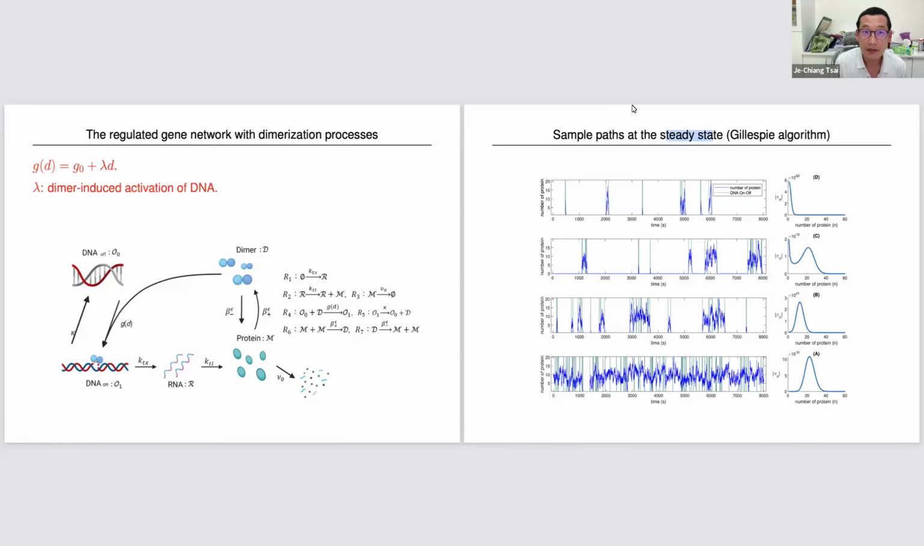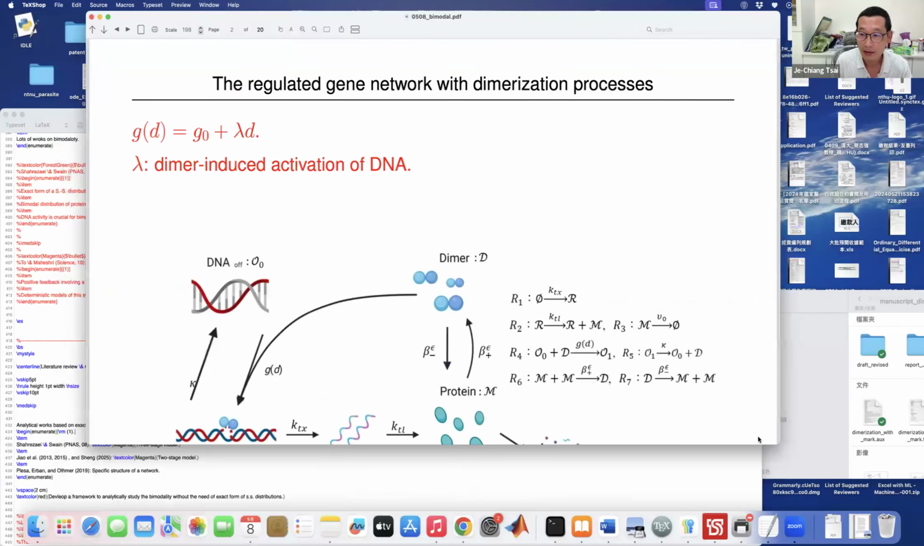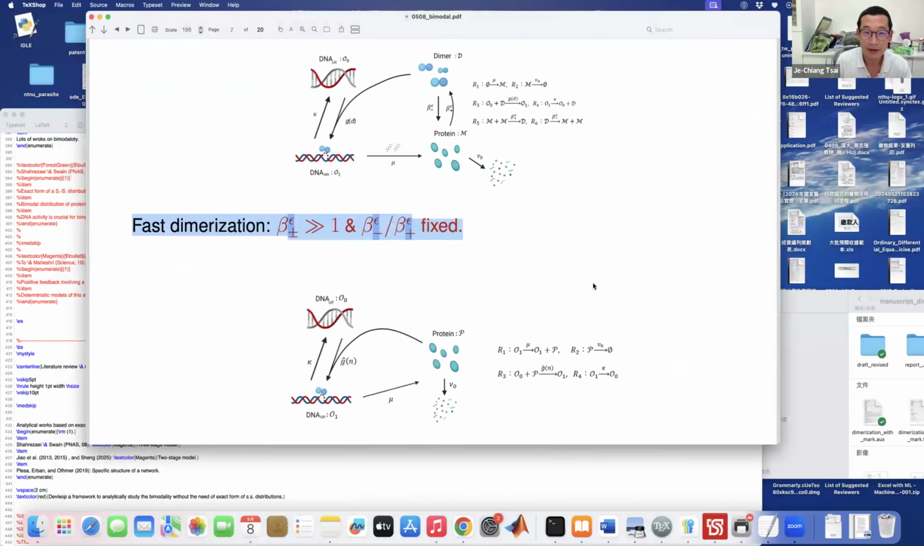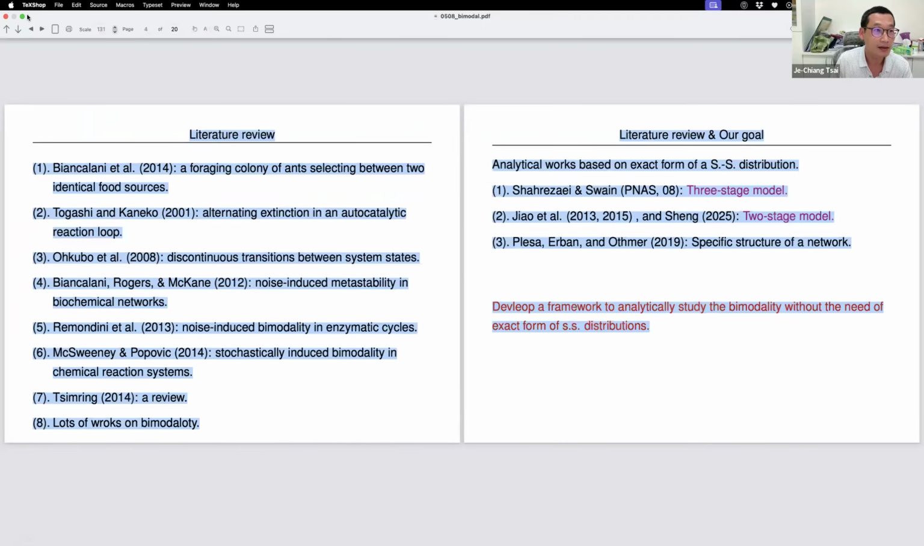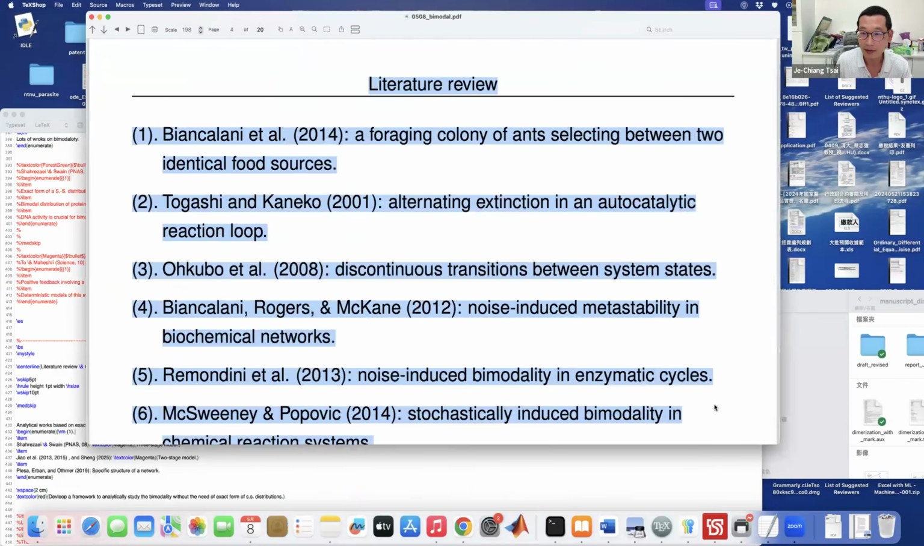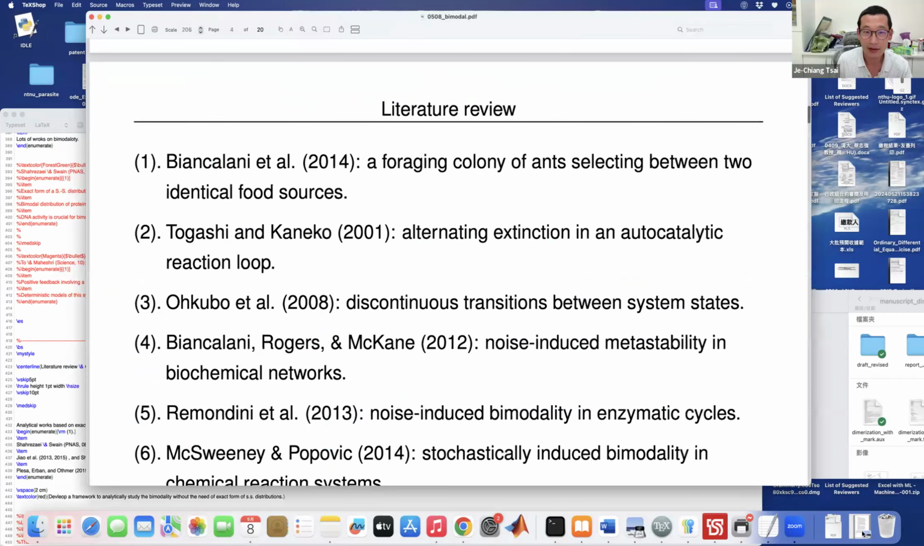Not good. It's this one. This one. Oh, sorry.